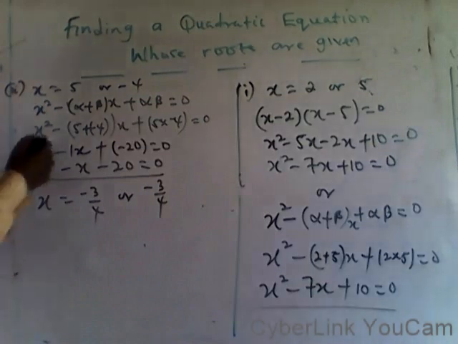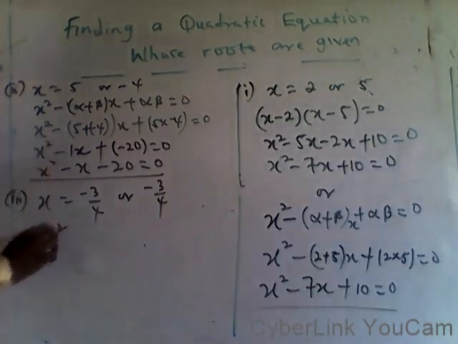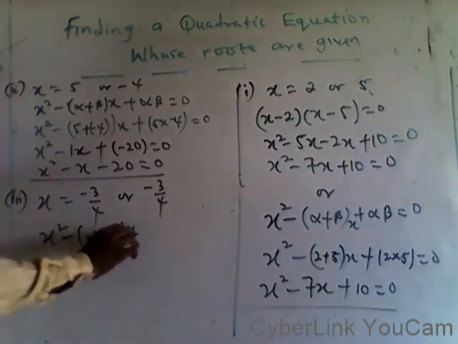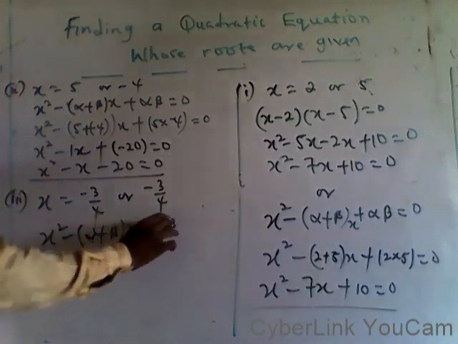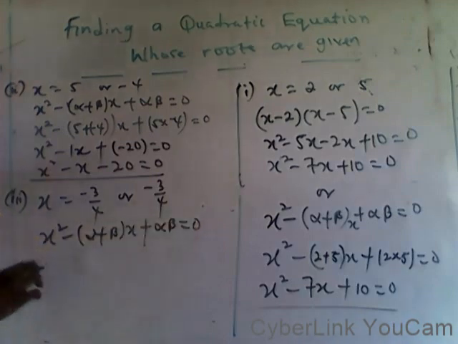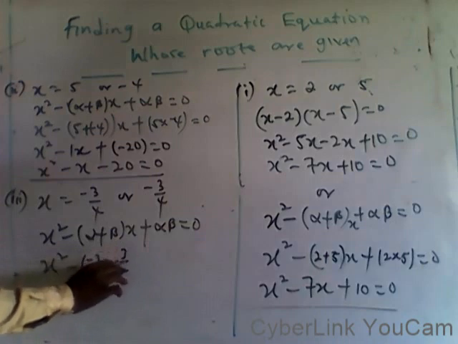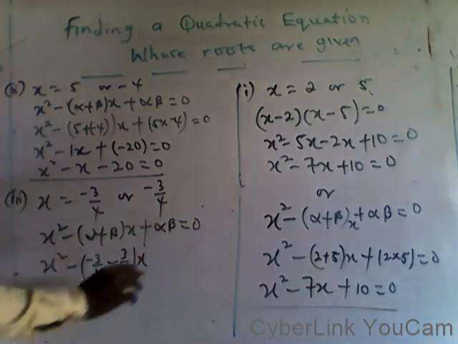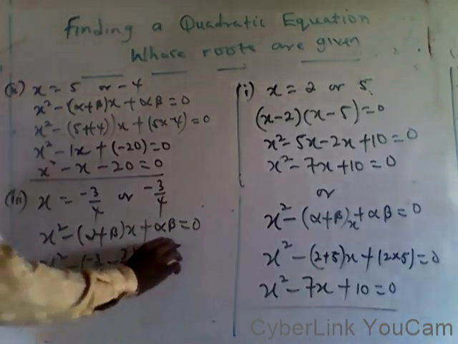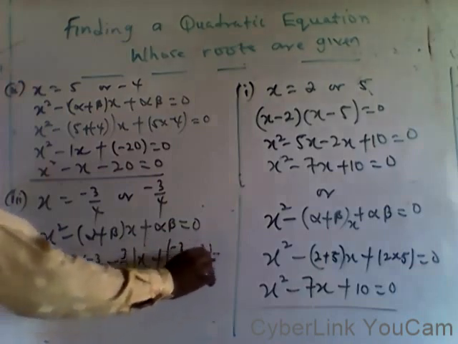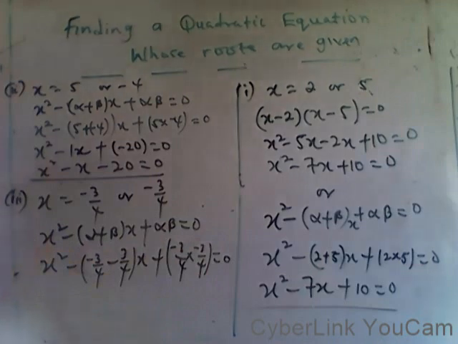So how do you do it? Let's rewrite our equation. You have s squared minus (alpha plus beta)s plus alpha beta equals 0. So what are you going to have? You have s squared minus 3 over 4, minus again 3 over 4, then you have your s, plus minus 3 over 4 multiplied by minus 3 over 4 equals 0.